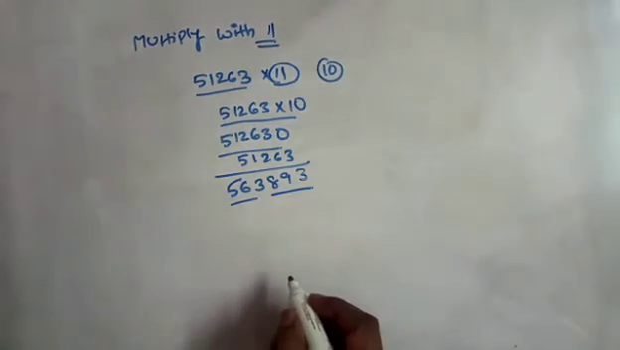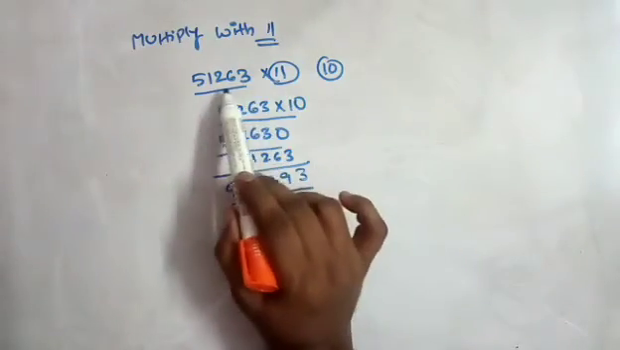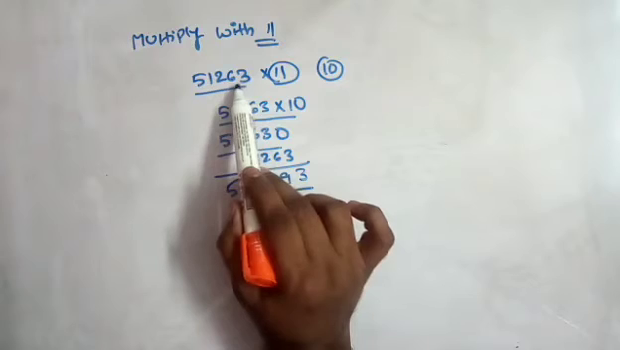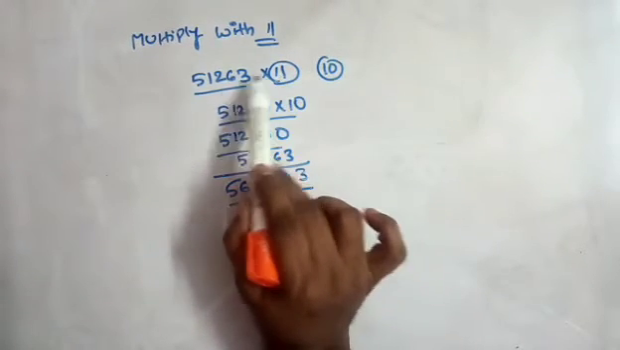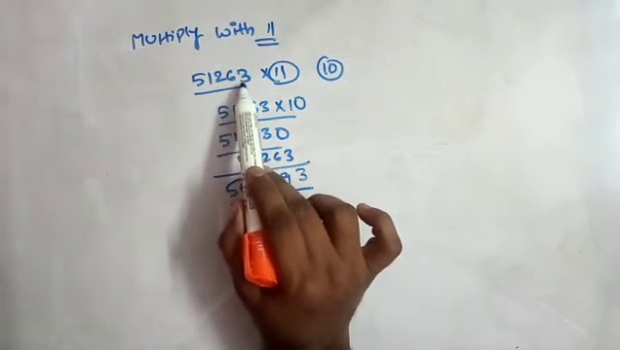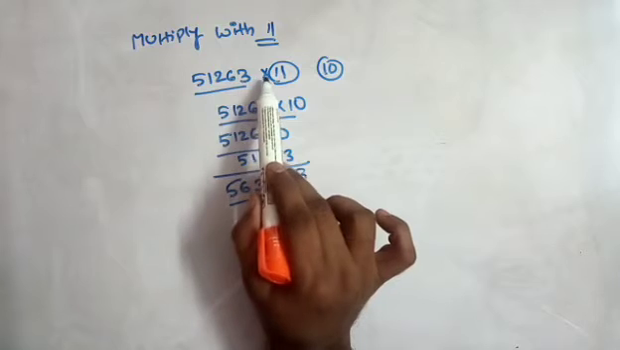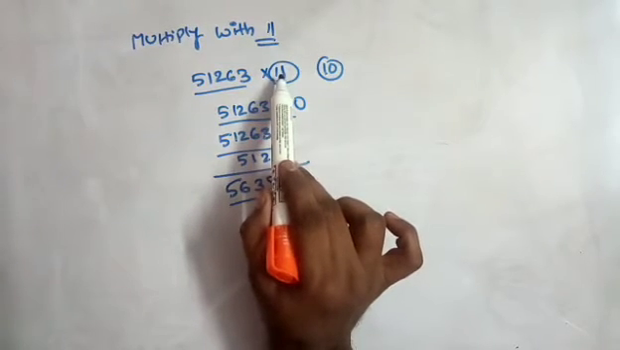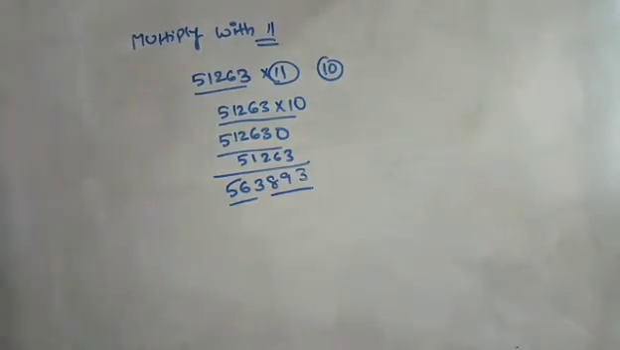563893. Okay, so the simple thing here is what I have done: I just took 10 times the number, and only one extra 51263 is added. Like that you can multiply any number with 11 very easily. Next we will check if it is given any other number.